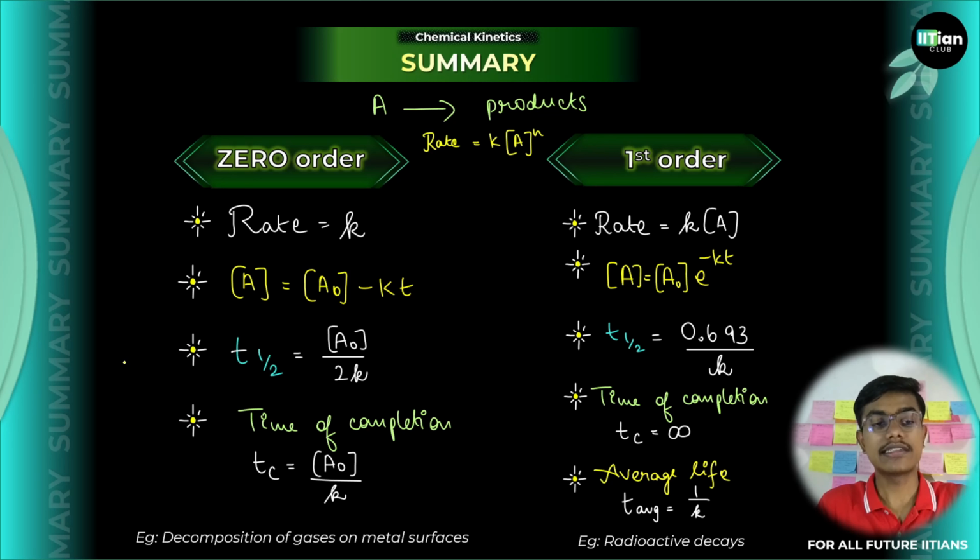An example of zero order reaction is decomposition of gas on metal surfaces. An example of first order reaction is radioactive decay. All the radioactive decays will be following first order kinetics. We'll be looking at this in physics as well. In physics, nuclear physics, this will be coming.